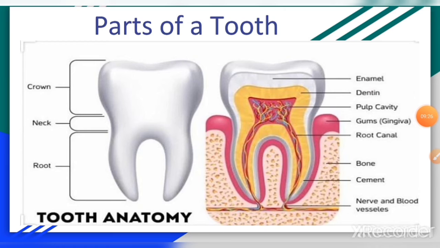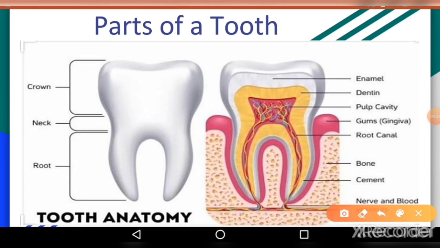Now let me explain again. A tooth has a crown and a root. The crown is the part we see, whereas the root is the part inside the gums. Gums hold the teeth in their places. The white part on the outside of a tooth is called enamel, and it is the hardest substance in the human body. Below the enamel lies the hard dentine.